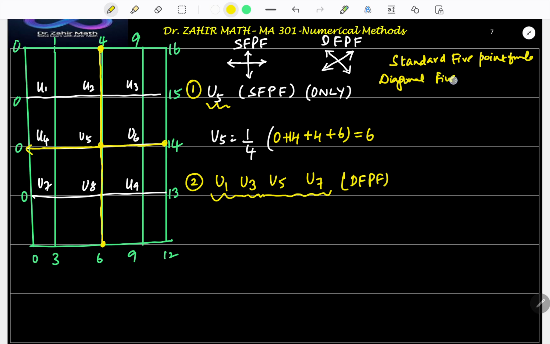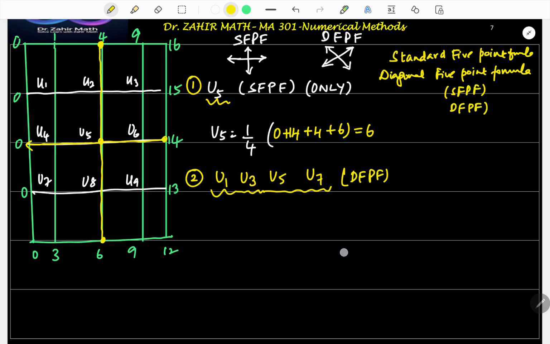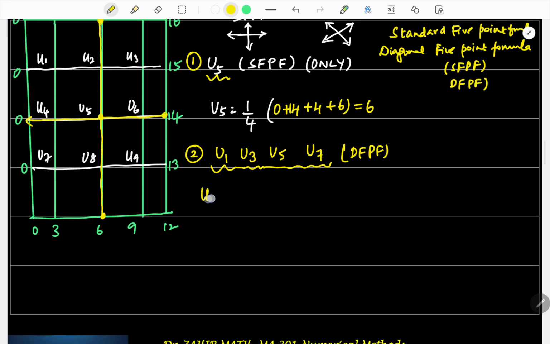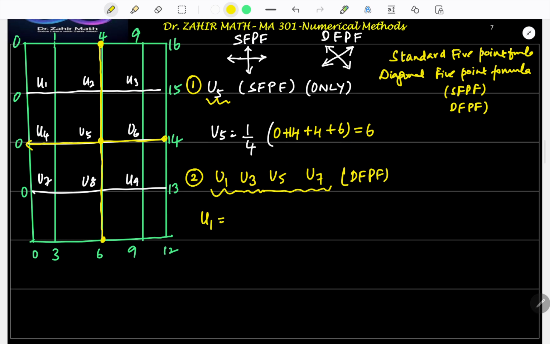Diagonal 5-point formula. Standard 5-point formula. SFPF, SFPF, DFPF. Okay. So now u1 you are going to calculate using u1 equals. You are going to use what? The diagonal. Diagonal means what?